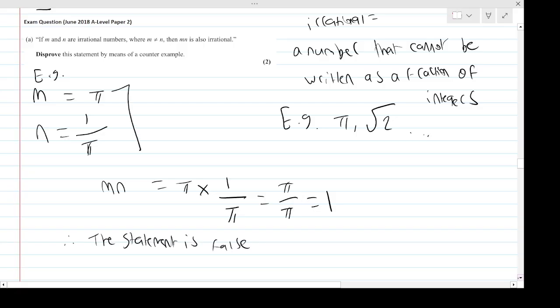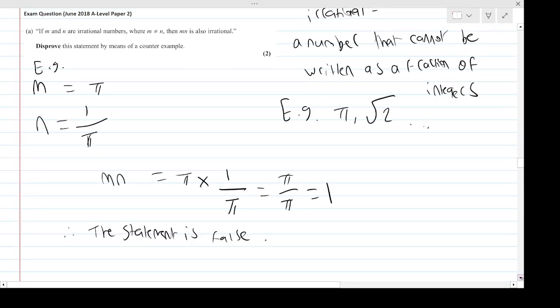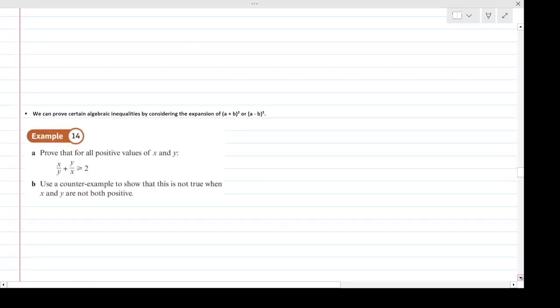Right, because we picked 2 irrational numbers, and they times to get 1. We were quite crafty with the example, because we picked them to be reciprocals, so they cancel each other out in this way. So the statement is false here. So there we are. And that's it then.